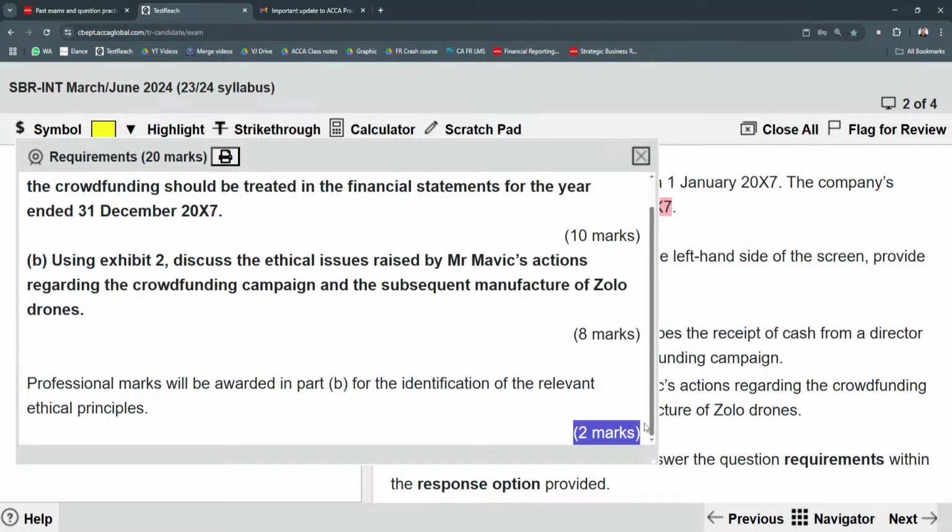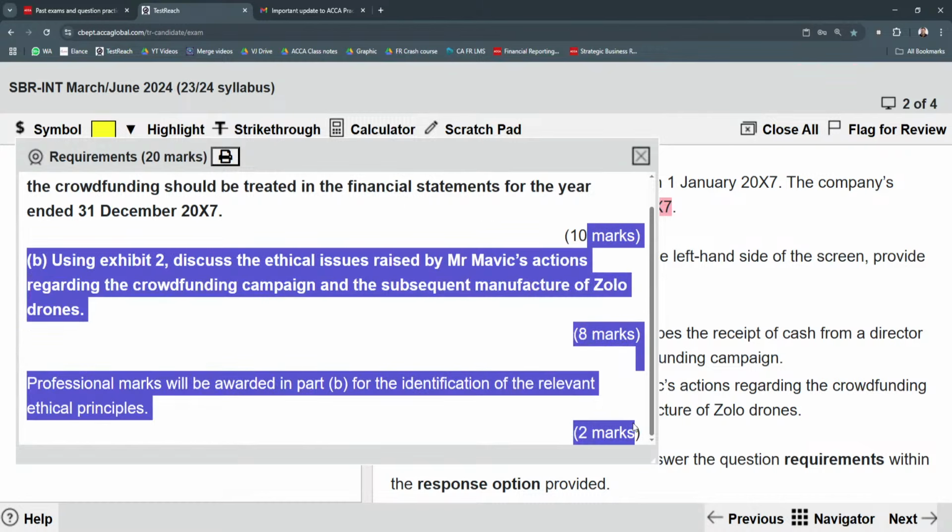How to achieve these 2 professional marks, I will let you know in my classes. Don't you worry at all from that perspective. But tell me, our total 20 marks is theory, it is explanations. So I'll write here, question number 2, total 20 marks is explanations.